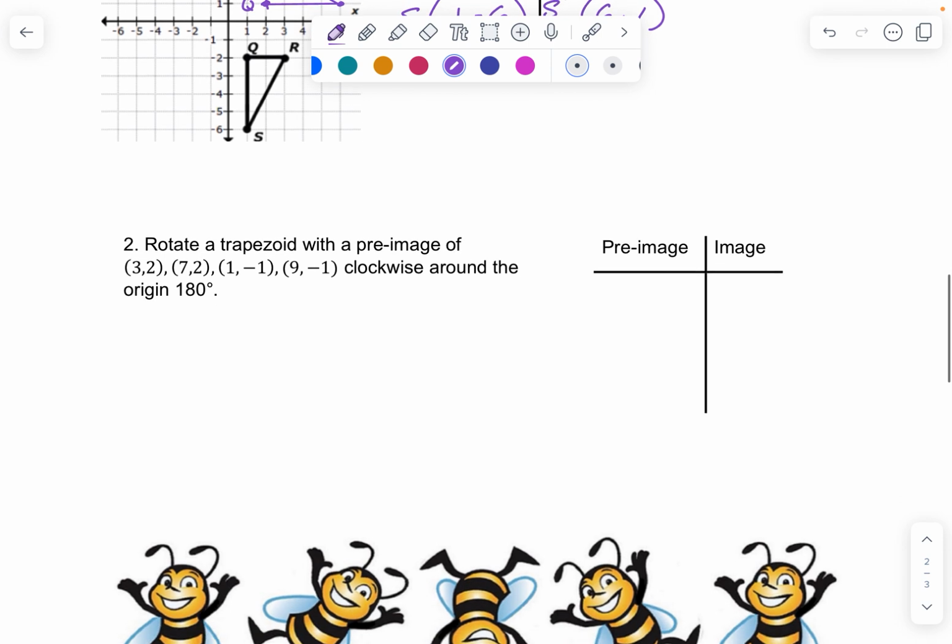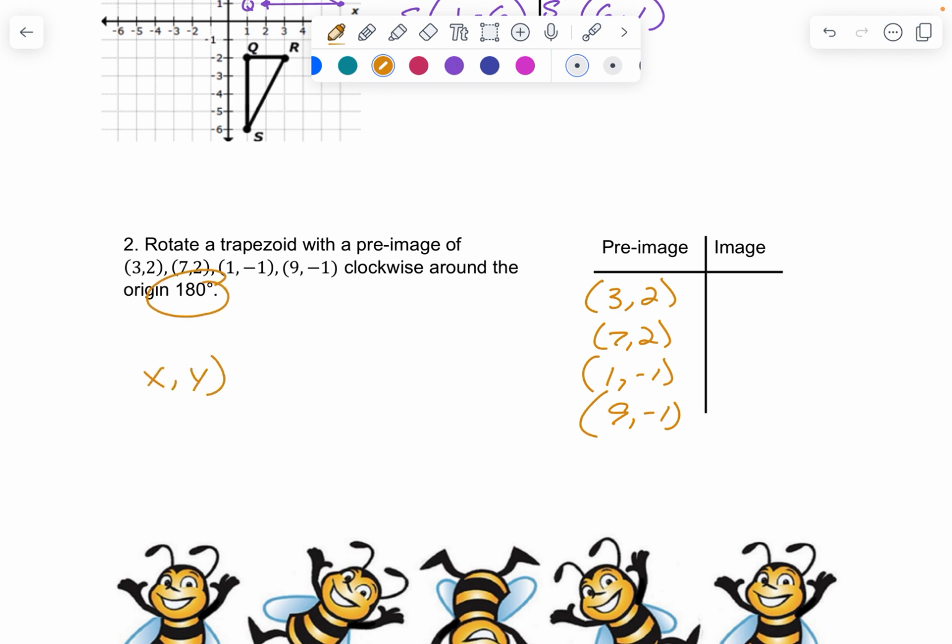Finally, we have a trapezoid with initial ordered pairs (3, 2), (7, 2), (1, negative 1), and (9, negative 1). Now, this rule for 180 degrees, remember (x, y) turns into (negative x, negative y), or opposite of x, opposite of y. So this is going to be (negative 3, negative 2), (negative 7, negative 2), (negative 1, 1), and (negative 9, 1). Those would be the ordered pairs of the image.